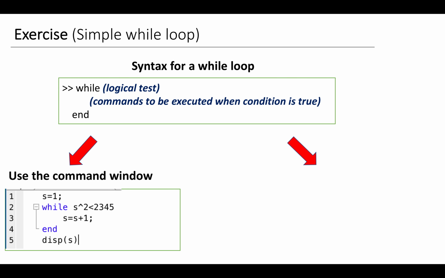Okay, so the commands are executed on line 3, back to line 2. S is 2, is 2 squared less than 2, 3, 4, 5? Okay, it is, that's true, so go back down to line 3. So the new s is the old s plus 1, the current count is 2, so now go to 3. Matlab will go back to line 2. Is 3 squared less than 2, 3, 4, 5? It is. So it's going to keep going and going and going.